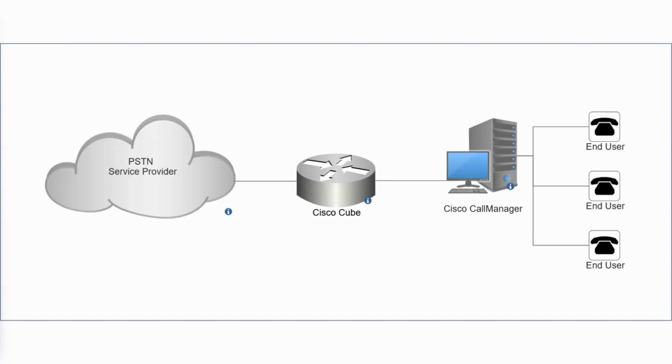Cisco Unified Border Element, or CUBE, can often be thought of as the front door to your organization's telecommunications environment. CUBE connects to your telecom provider and will be the first hop for calls coming into your organization and the last hop for calls exiting. Inbound calls can come from your provider into CUBE and then be passed to Call Manager, or they could go to other destinations such as a fax server or Microsoft Teams.